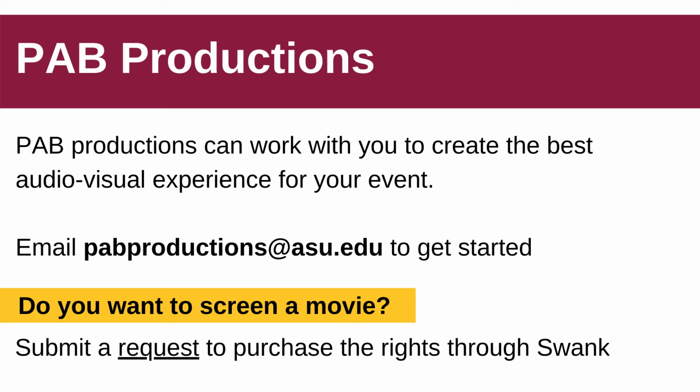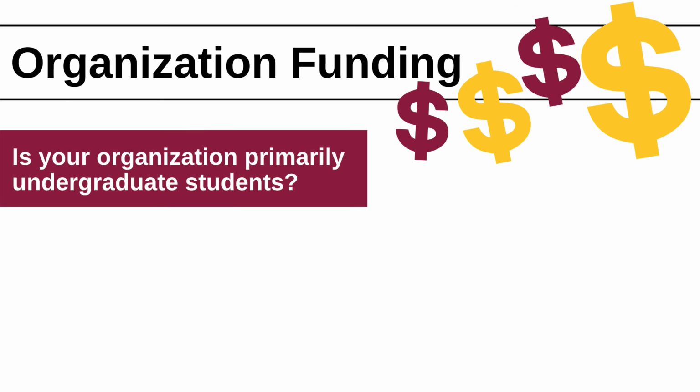If you are interested in screening a movie for an event, you will need to make a request through PAB's form. You can view the different options and prices for films on Swank's website, and everything will be linked on Canvas. So now that you know a little bit about the resources you may need for event planning, let's talk about how you'll pay for it.